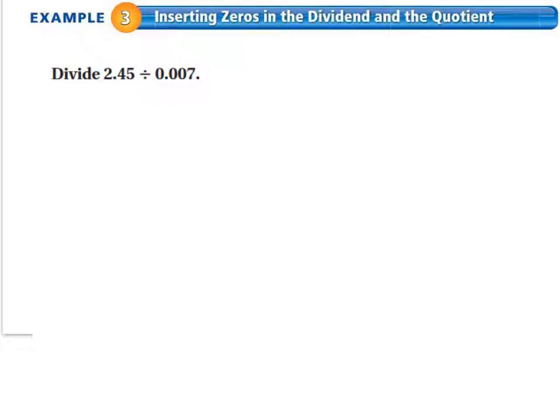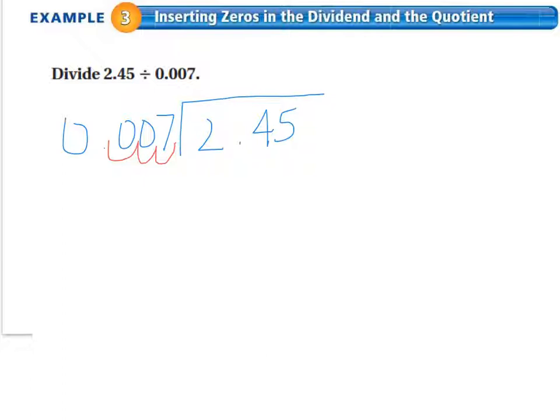Example 3, inserting zeros in the dividend and in the quotient. Divide 2.45 divided by 0.007. Again, 2.45 is my dividend, my divisor 0.007. And this time we are working on adding zeros in the dividend and the quotient. If you look at your divisor, I have 1, 2, 3 place values. I need to move that, which means I'm multiplying by 1,000.